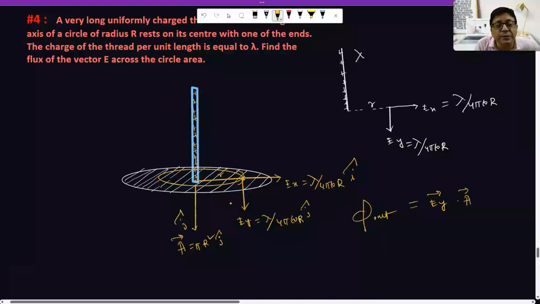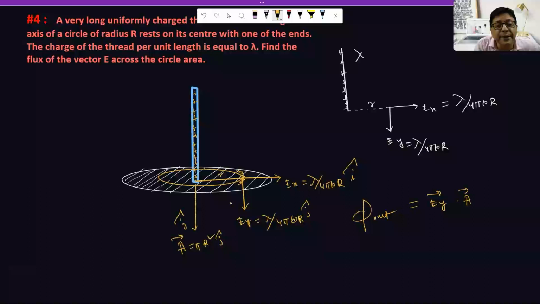I am not drawing the whole diagram. This elemental portion has area 2 pi r into dr, because dr is the thickness. So this is the elemental portion where you imagine that this circular region is divided into infinite number of parts. Its area will be circumference multiplied by dr. This is dA vector. So this will be dA.